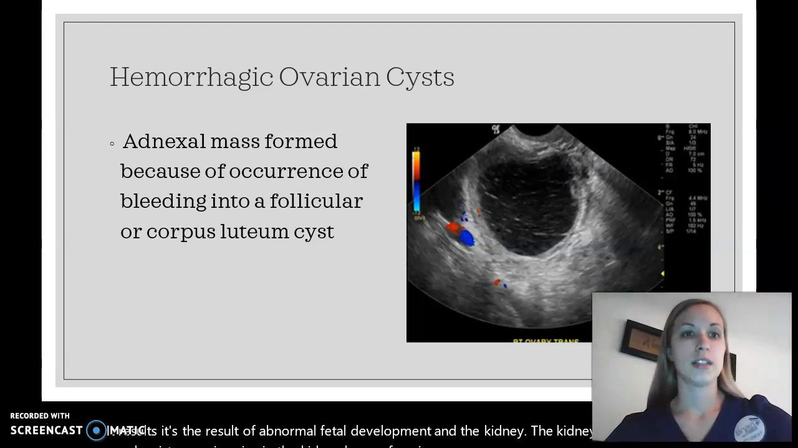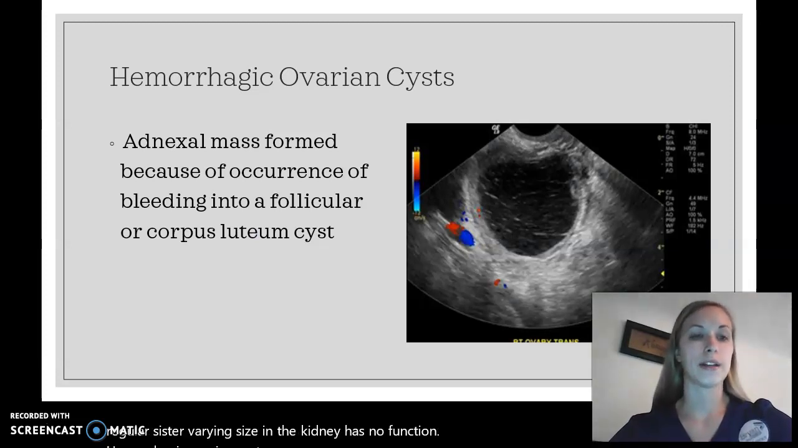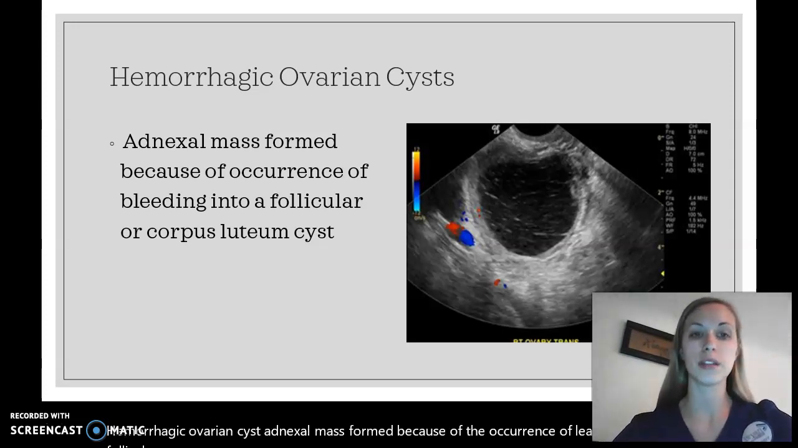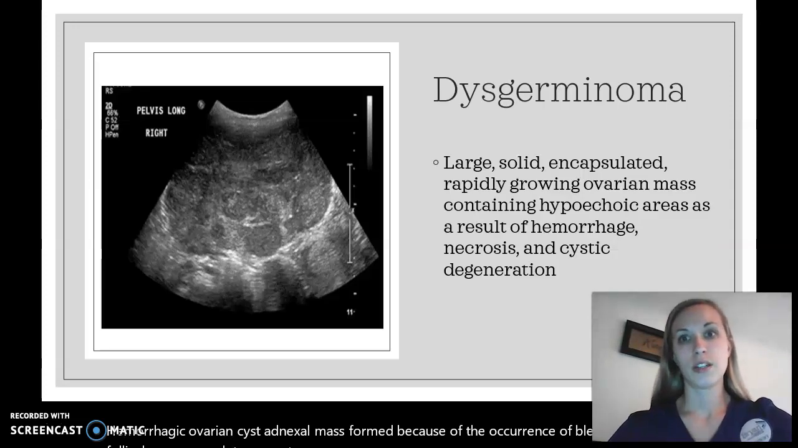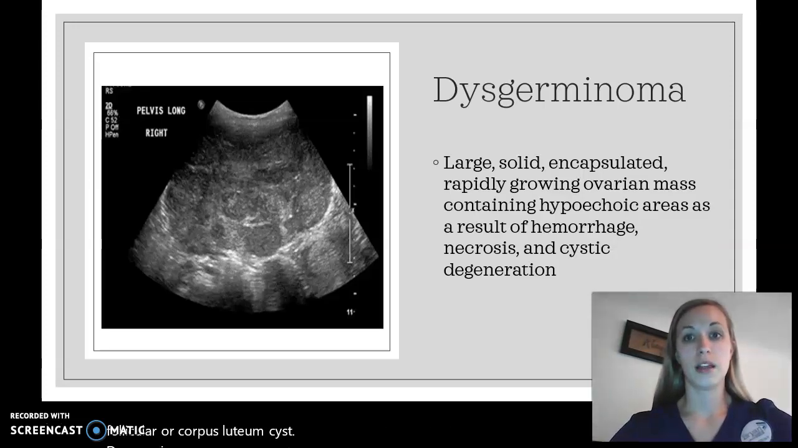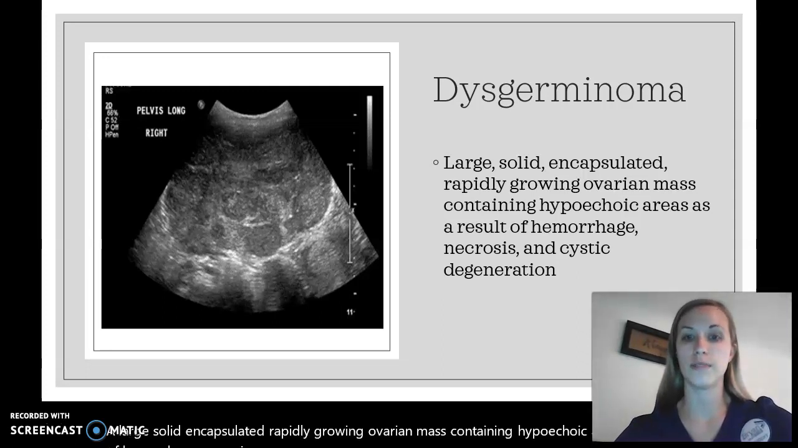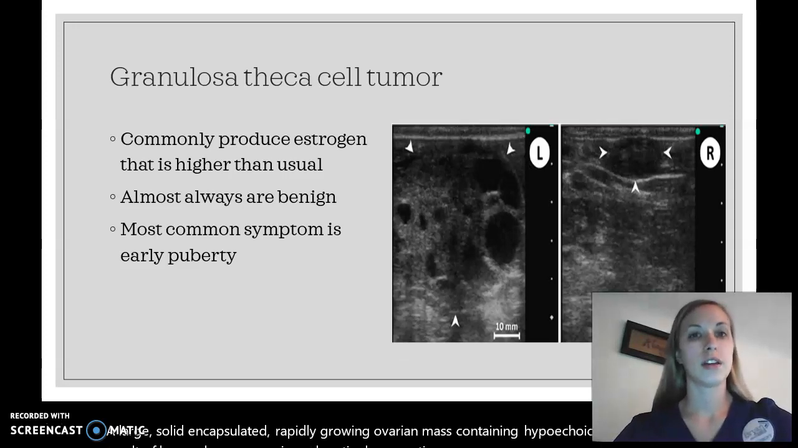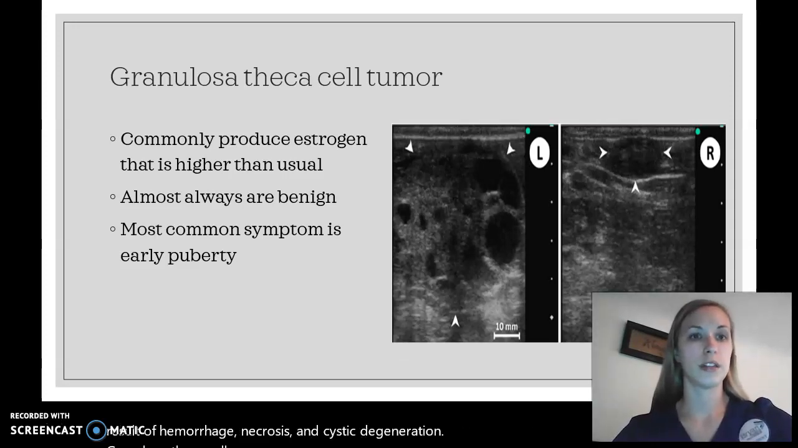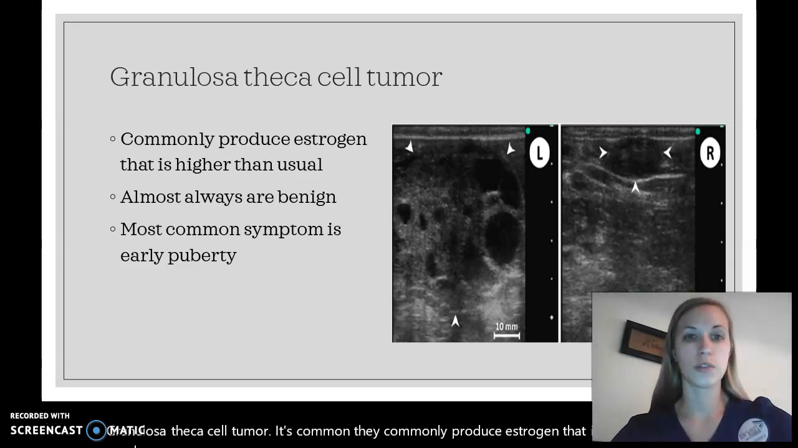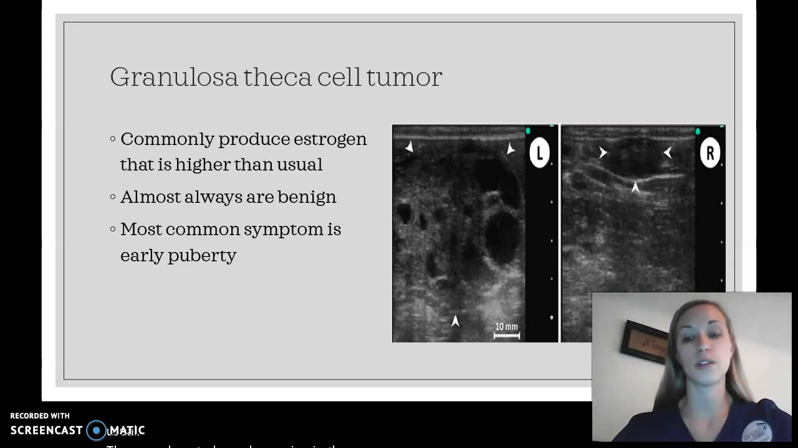Hemorrhagic ovarian cysts. It's an adnexal mass formed because of the occurrence of bleeding into a follicular or corpus luteum cyst. Dysgerminoma. It's a large, solid, encapsulated, rapidly growing ovarian mass containing hypoechoic areas as a result of hemorrhage, necrosis, and cystic degeneration. Granulosa theca cell tumor. They commonly produce estrogen that is higher than usual. They're almost always benign, and the most common symptom is early puberty.